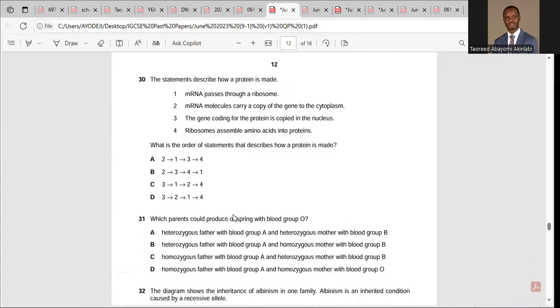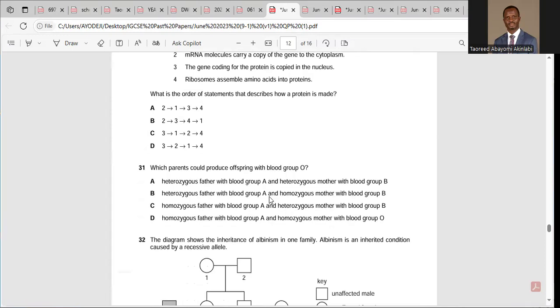For question 30, the statements describe how a protein is made. 1, mRNA passes through a ribosome. 2, an mRNA molecule can carry a copy of the gene to the cytoplasm. 3, the gene coding for the protein is copied in the nucleus. 4, ribosomes assemble amino acids into protein. What is the order of statements that describe how protein is made? All right, for question 30, the correct option there is option D. That is 3, 2, 1, and 4.